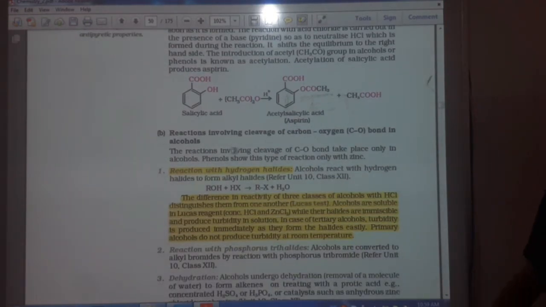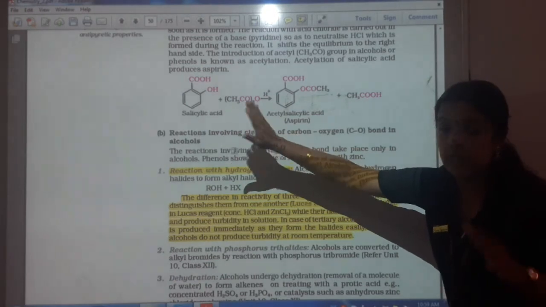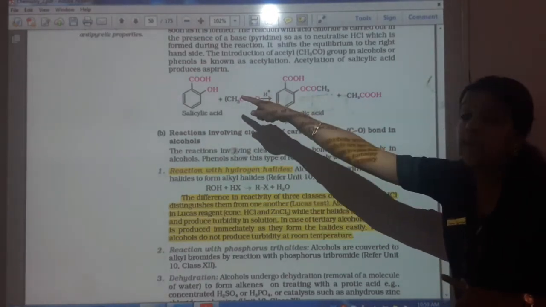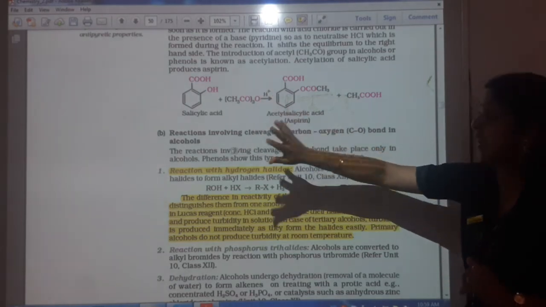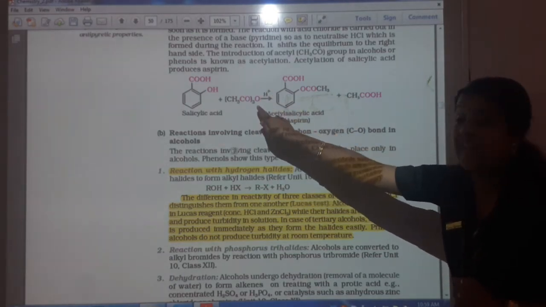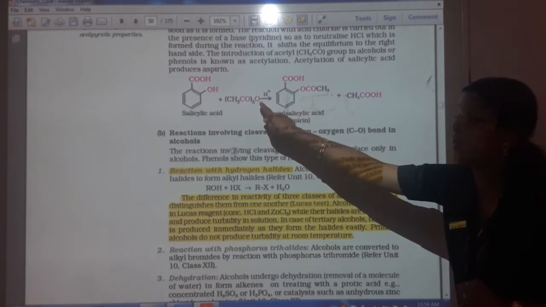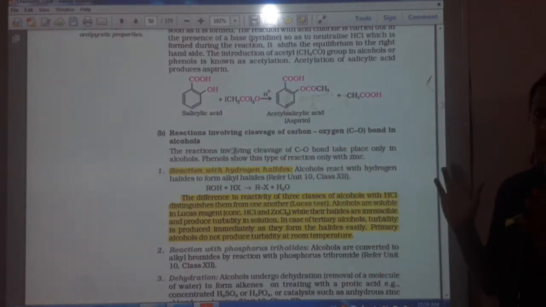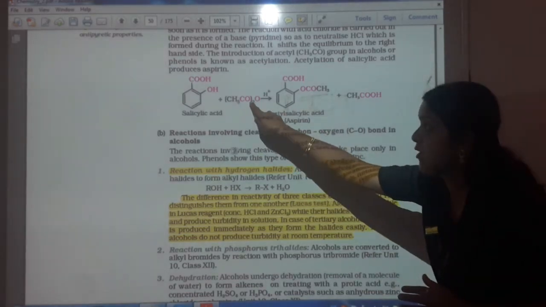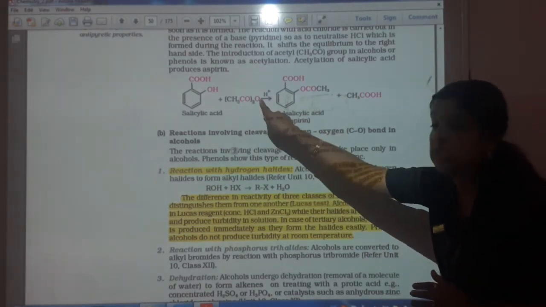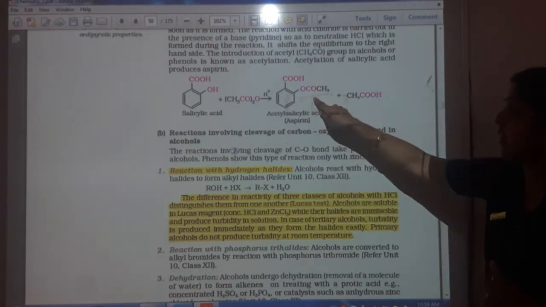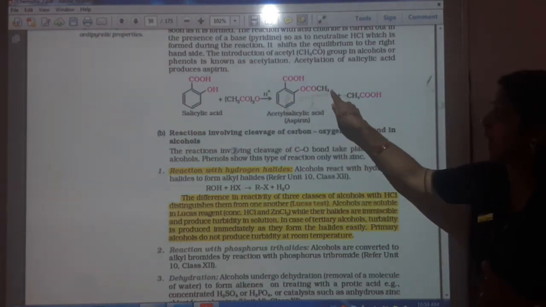What happens here? This is my salicylic acid. You can see a benzene ring, OH phenol attached to a COOH, right? When it is treated with acetic anhydride, CH3CO twice O, this is acid anhydride. Please remember children, RCO, the whole bracket twice O, that is acid anhydride. In presence of an acid, you get OCOCH3 group attached.